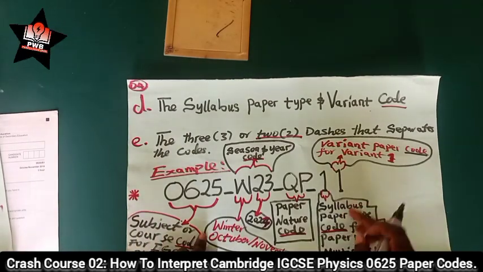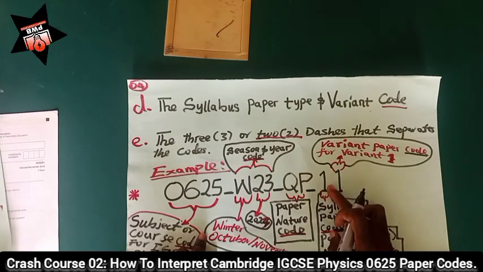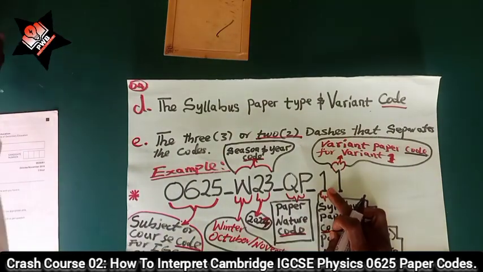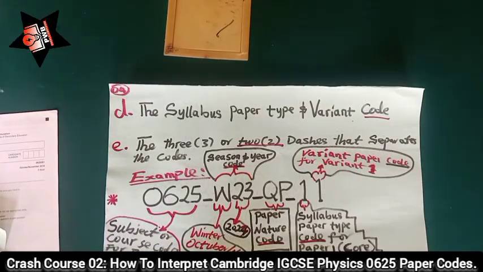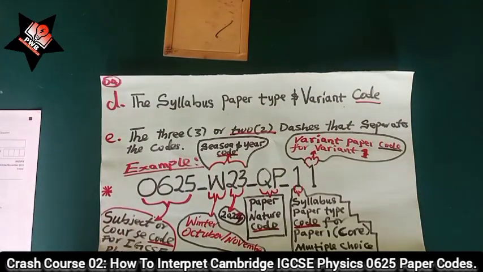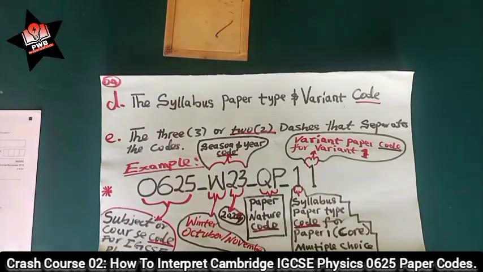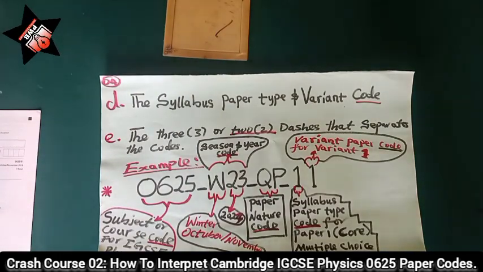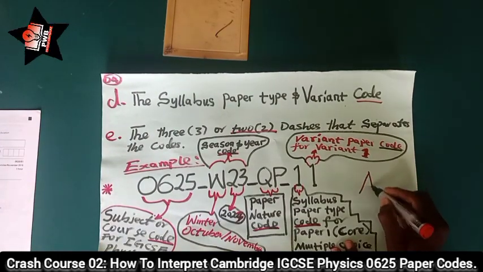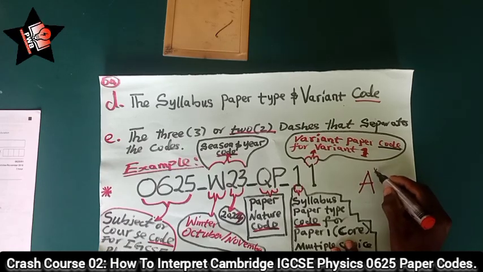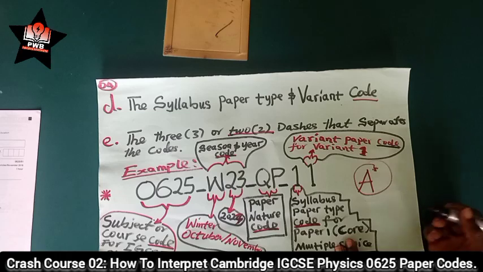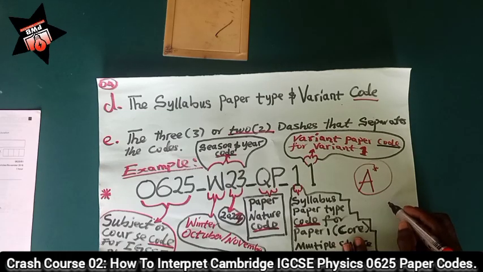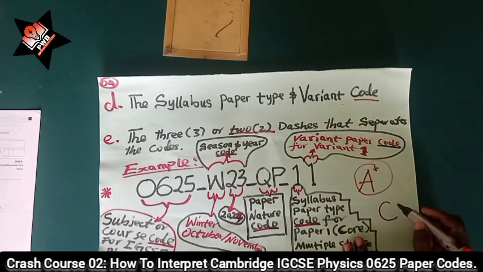So for the core paper, you have 3 of these, ending with 1, 2, and 3. With this information, you are definitely going to make an A star. I mean what I'm saying. I speak authoritatively. An A star. If you choose the core as your syllabus, you are simply going to make a C, definitely.